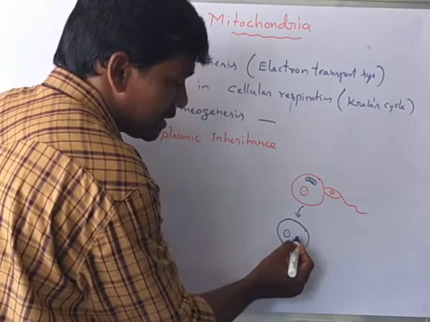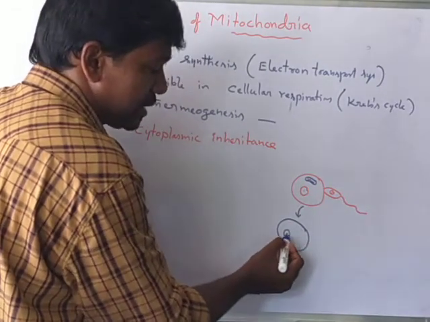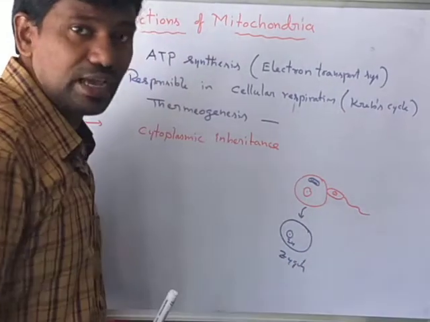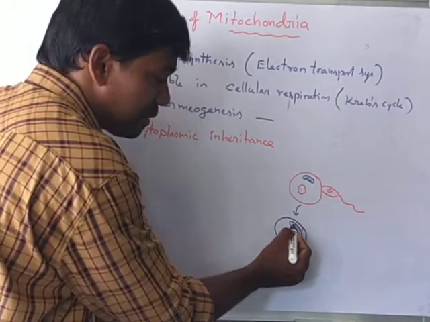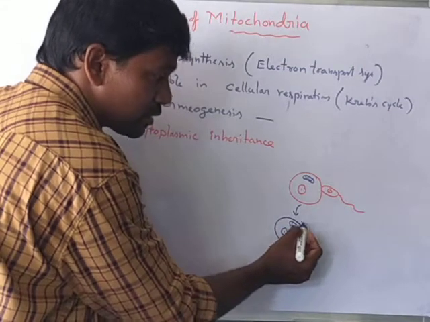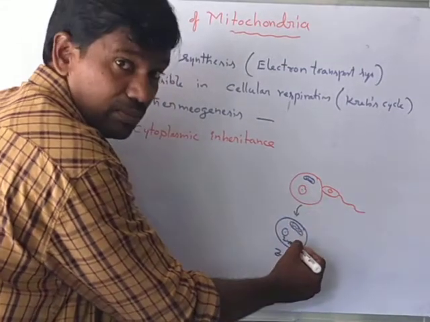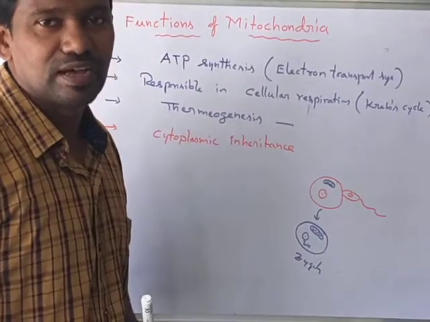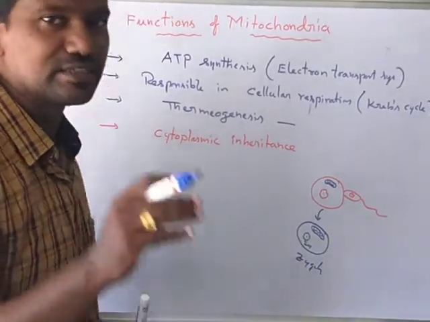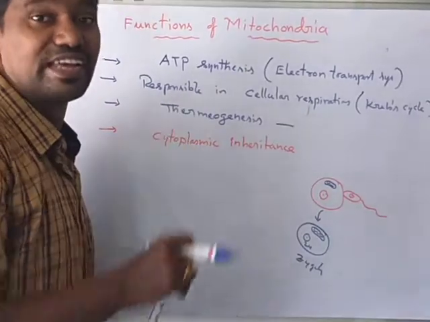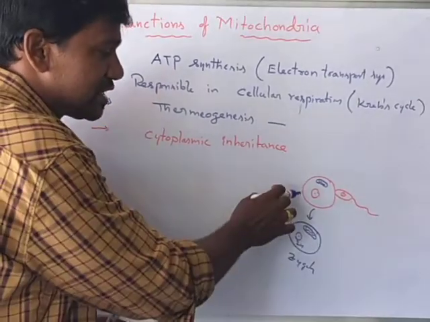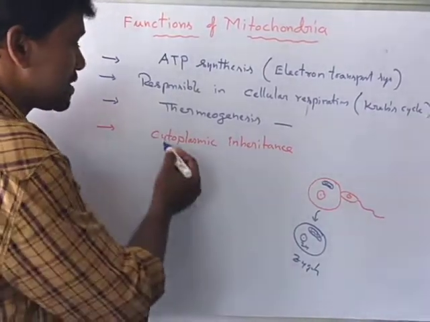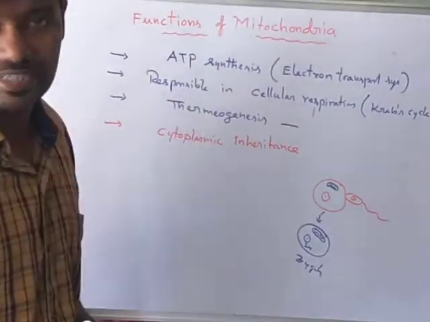After the fertilization, the egg, the ovum, becomes a zygote. Then what happens? The zygote also contains mitochondria, but the mitochondria come only from the ovum, through the cytoplasm. Are you clear? Yes. So this is one generation, this is another generation. That type of inheritance is called cytoplasmic inheritance.